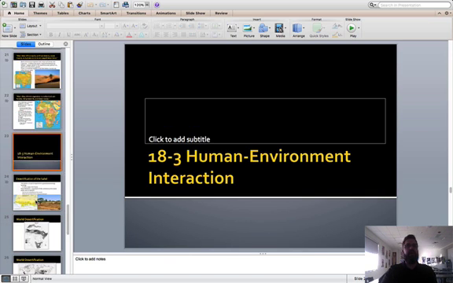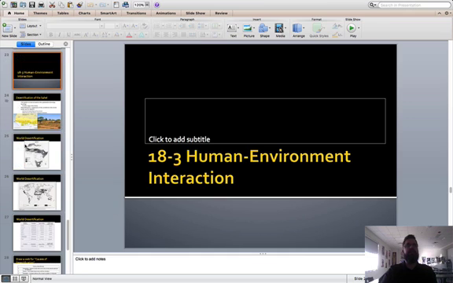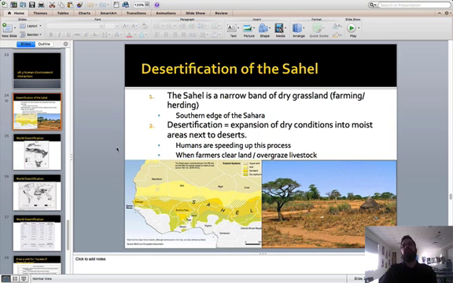All right, human-environment interaction, so what humans are doing to impact the environment in Africa. First one's desertification, and in particular in the Sahel. So first off, you need to know where the Sahel is. So the bottom part of the Sahara Desert, so you have the Sahara here. The Sahel is an area where the Sahara is actually growing. So it's a region where the Saharan Desert is growing south.